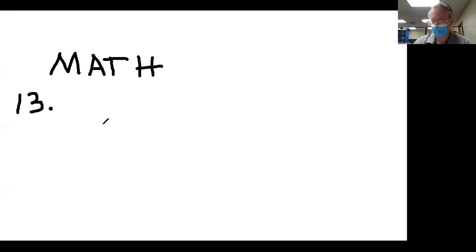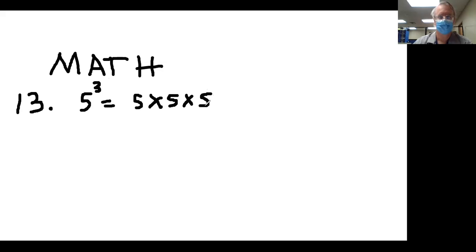13 of your packet. 5 cubes means 5 times 5, or 5 times itself 3 times. Times 5 times 5. That's what it can be converted to.